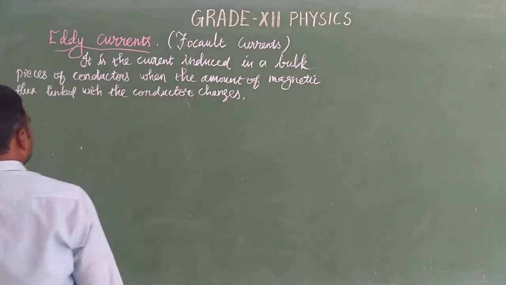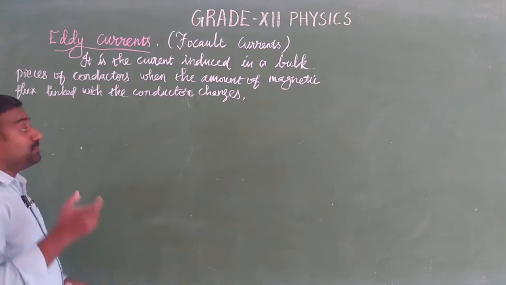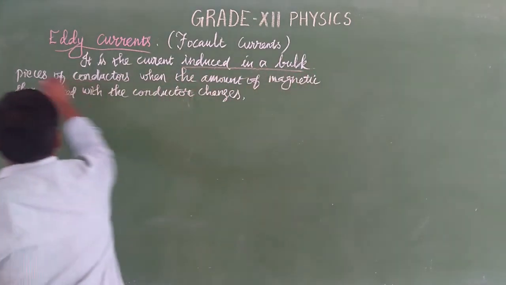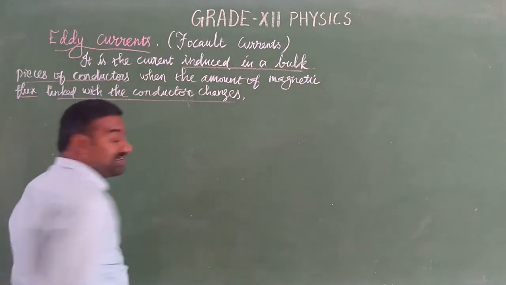Okay, so it's a very simple thing. These are the currents induced in a bulk piece of conductor. Current is induced in a bulk piece of conductor when the amount of magnetic flux linked with the conductor changes.